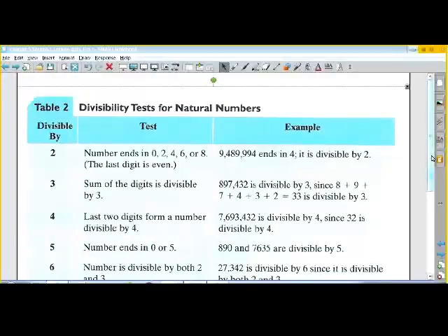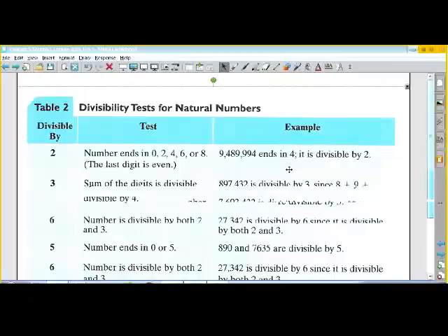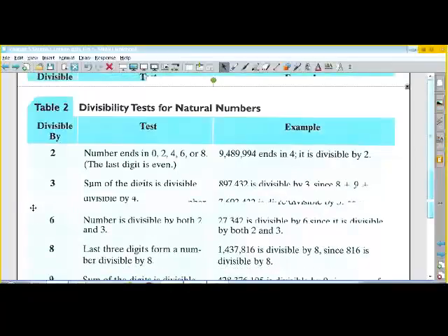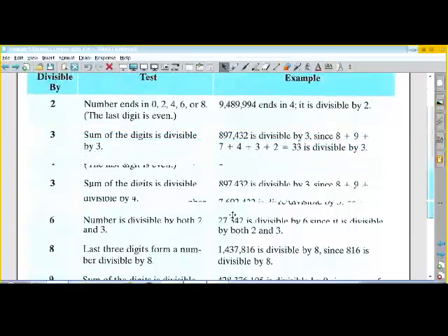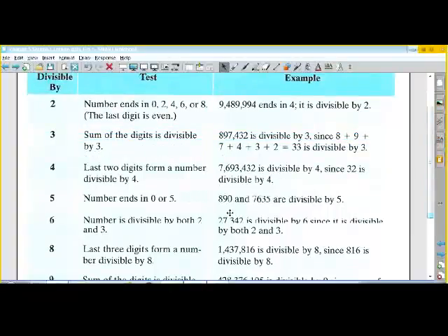5 is easy. Any number ending with a 0 or 5 is divisible by 5. 6, which is 2 times 3, kind of makes sense. If you can divide the number by 2 and by 3, then you can divide it by 6.